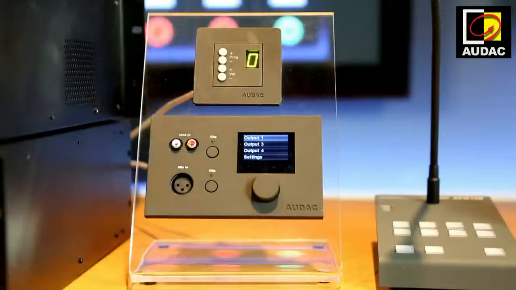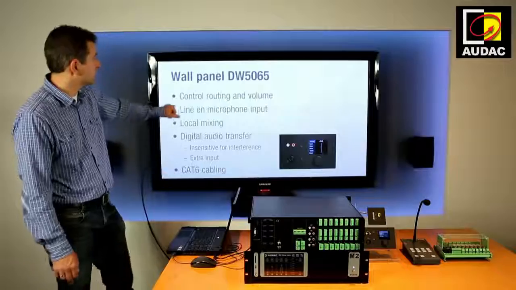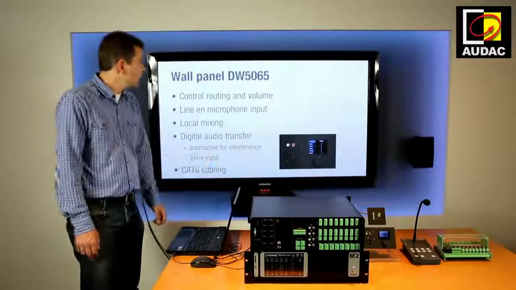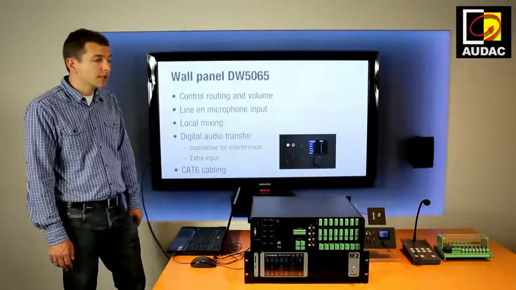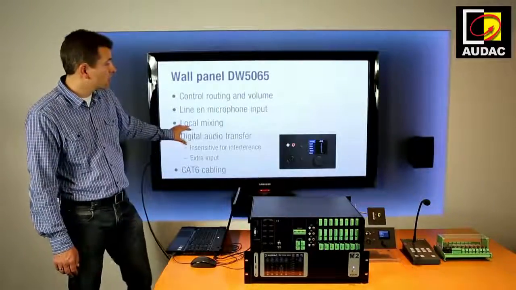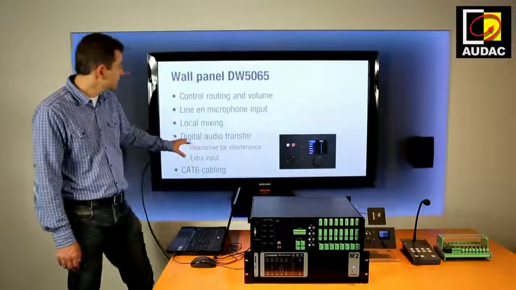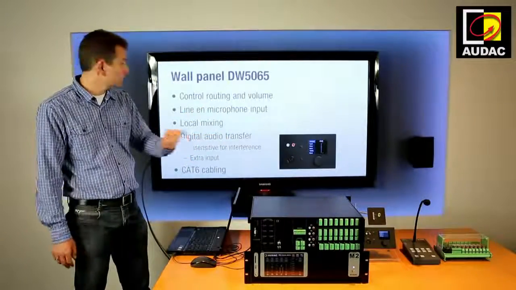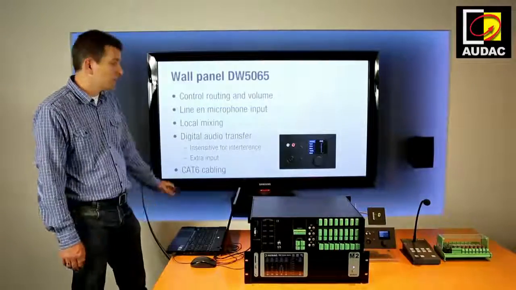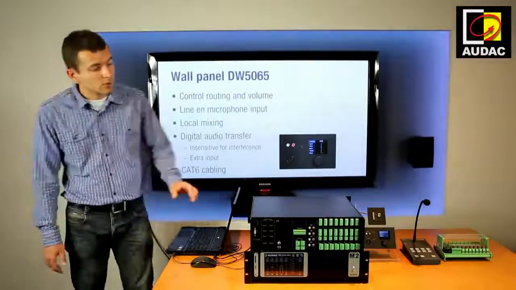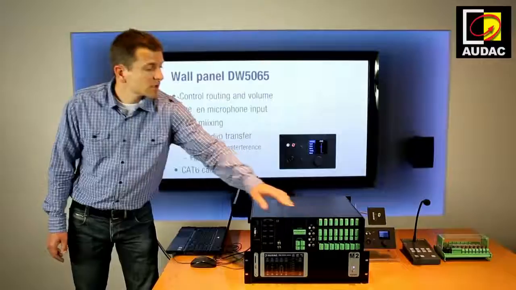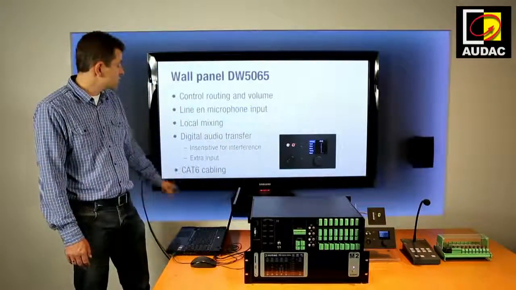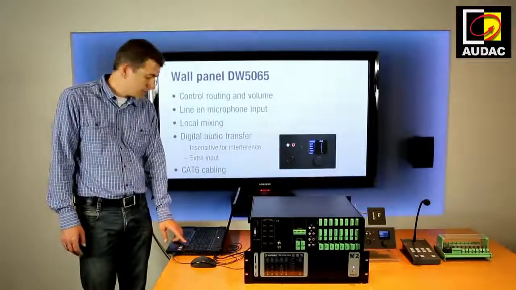Then the bigger wall panel DV5065 can control also routing and volume. We have a local line and microphone input. They are mixed together locally, and the audio is digitized inside the wall panel and sent digital to the M2. It's an extra input so you don't lose one of your main inputs. And the cabling is all done by Cat6 cabling.